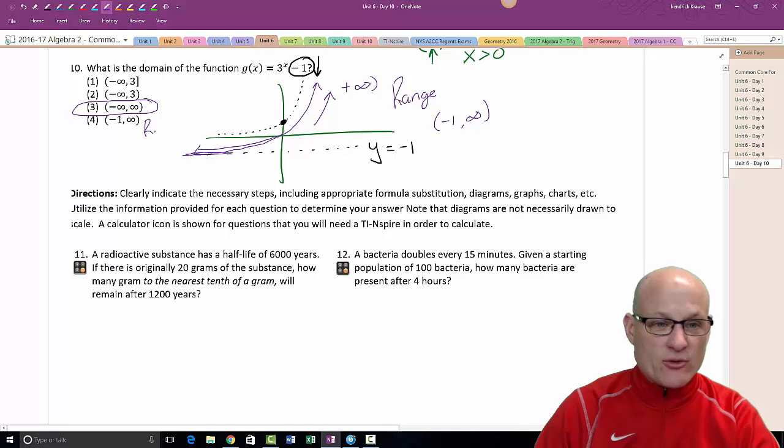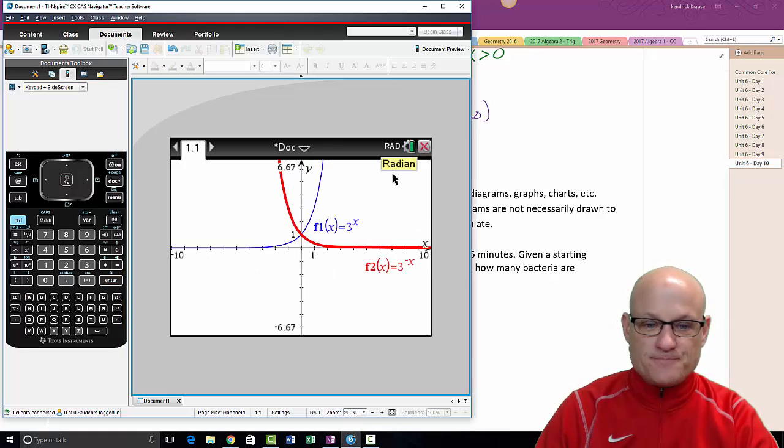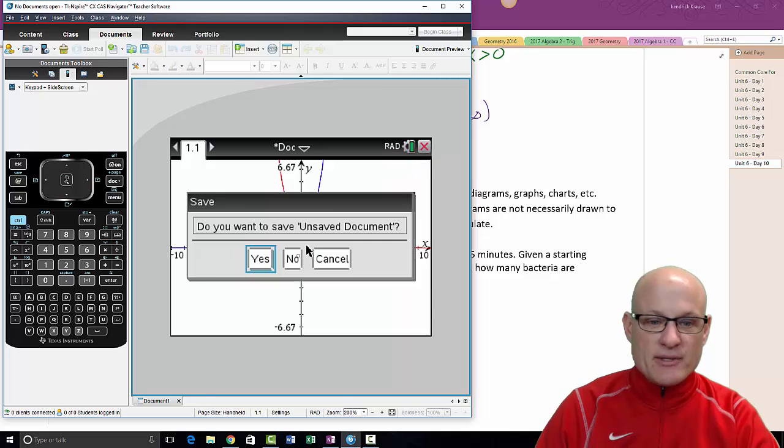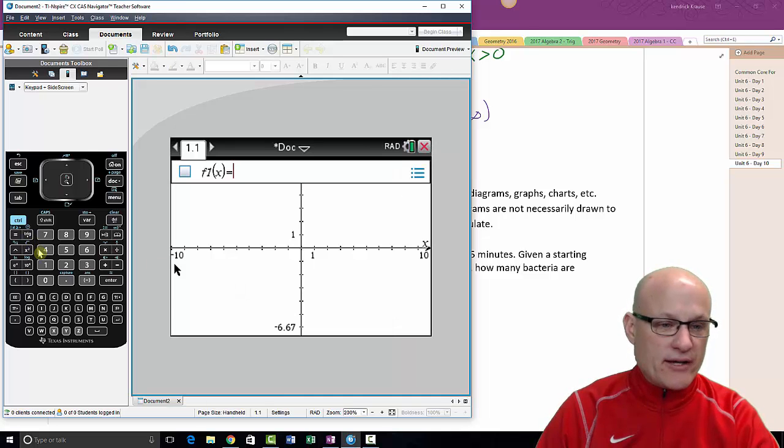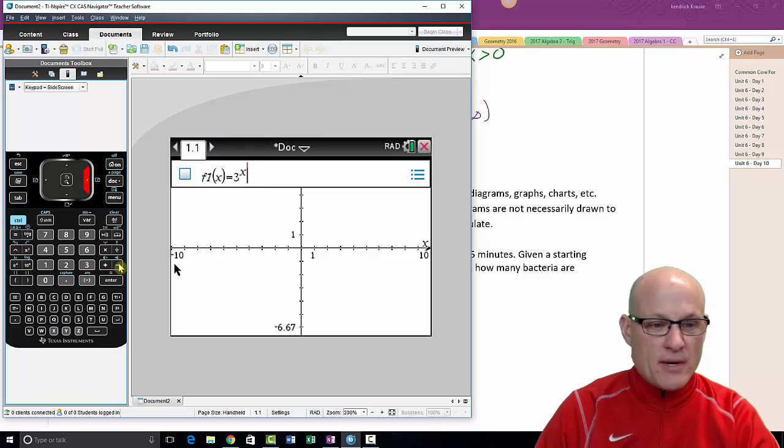So this is actually the range, and this is actually the domain. Now, let's say you didn't know what that looked like. You say, okay, I don't really know what that looks like, so let me take a look at it. And I go, okay, that's 3 raised to the x. Now get out of exponent mode, -1.